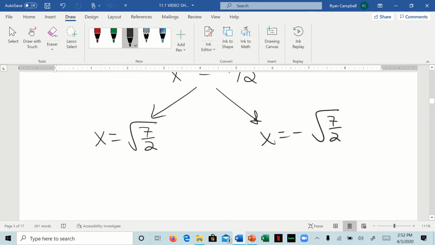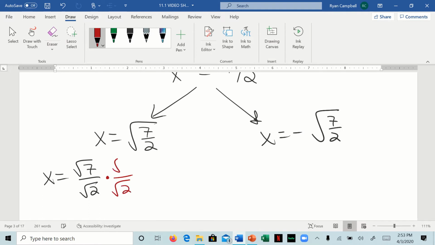However, we have to rationalize these equations, right? Because remember, we can't have a radical in the denominator. So we can split that up into the square root of 7 over the square root of 2. Then remember to rationalize, we multiply by the denominator, right? The square root of 2 in this case. So we get the square root of 7 times 2 over the square root of 2 times 2.